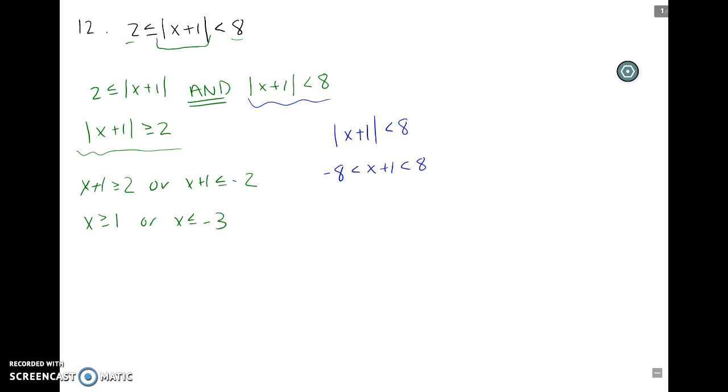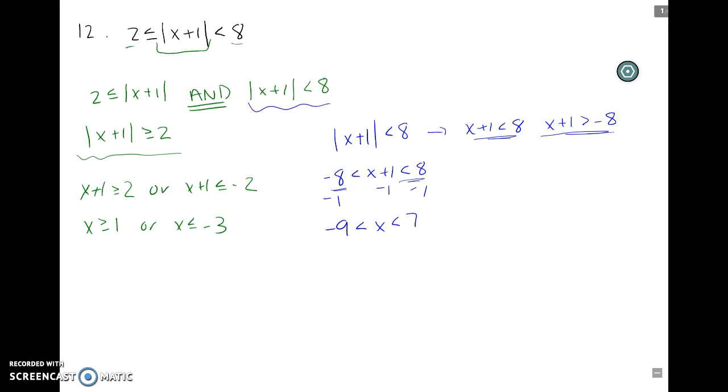All right? You could have also rewritten this as x plus 1 is less than 8, and then x plus 1 is greater than negative 8. This means the same thing, as this part is showing you this side, and this part is showing you this side. You can do it either way. Whichever way you're more comfortable with is fine. Okay, so to solve this one, you'll subtract 1 from everything. And you have negative 9 is less than x is less than 7.